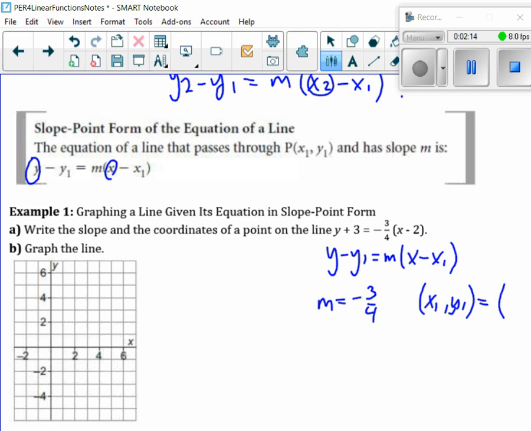I'm sorry? Not 3, 2. Not 3 minus 2. Okay, so here's my x1, here's my y1. So can anybody tell me? First off, it's 2. And what is my y1? Is it 3? How would I get a minus there if that's a plus? It must be a minus then, right?